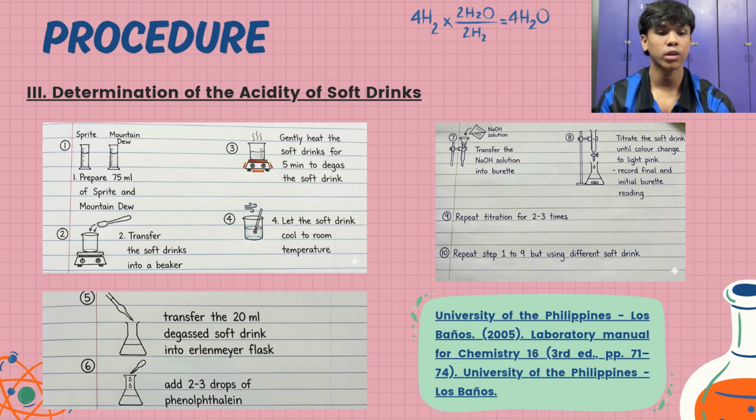And then we need to record the final and initial burette reading. For this, the titration is repeated 2 to 3 times. Steps 1 to 9 are repeated, but we need to use different soft drinks. That's all for me. Thank you.